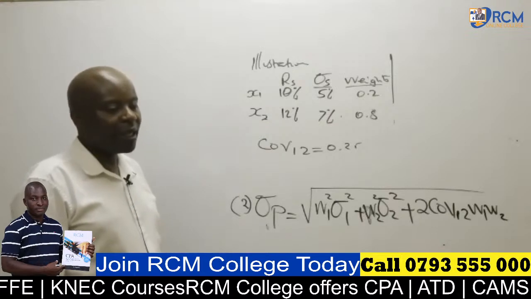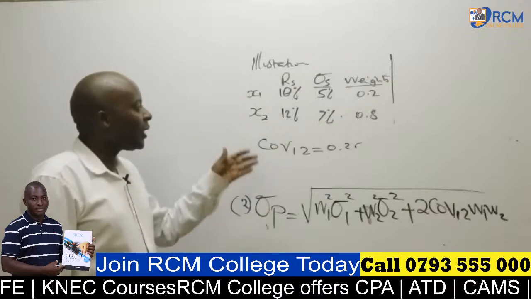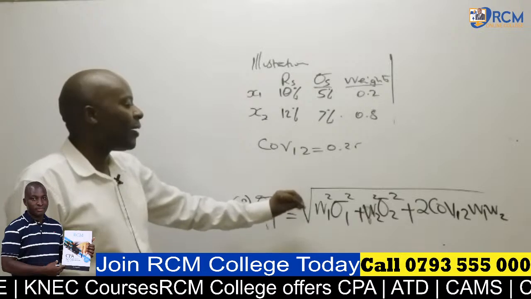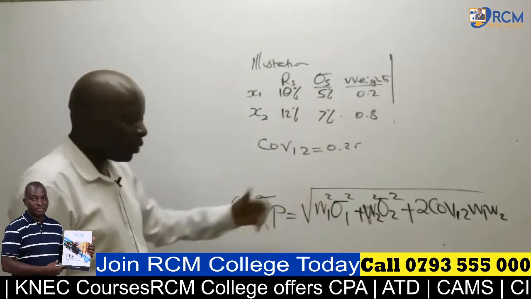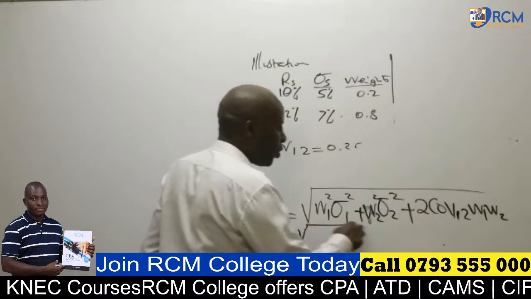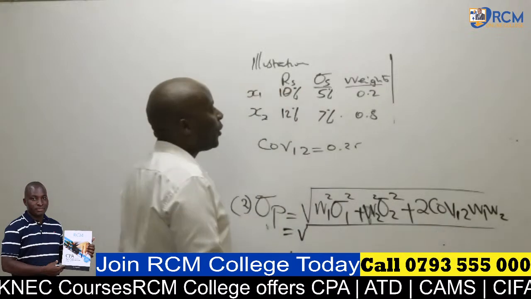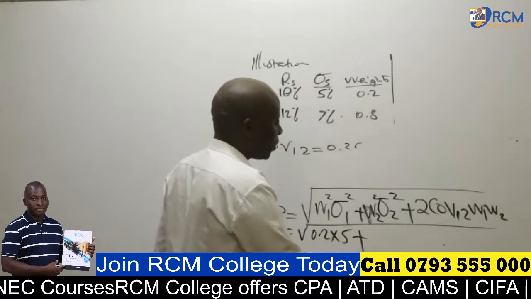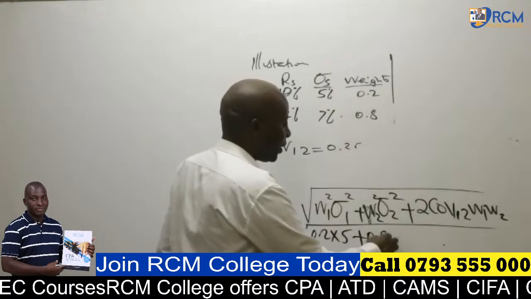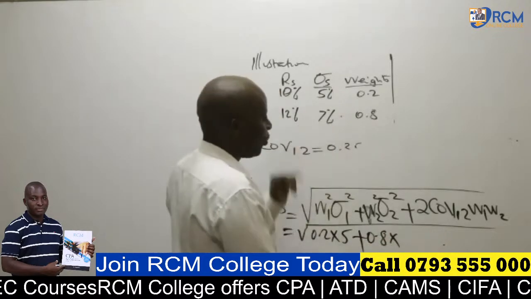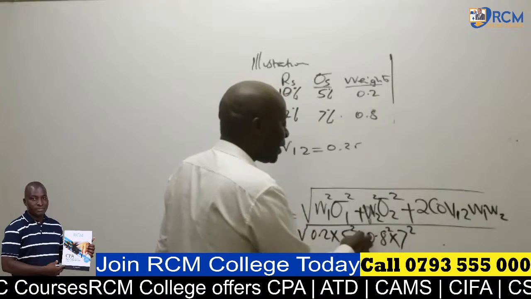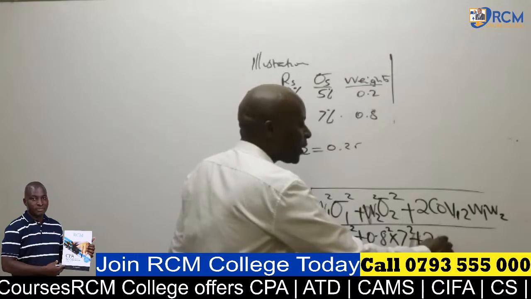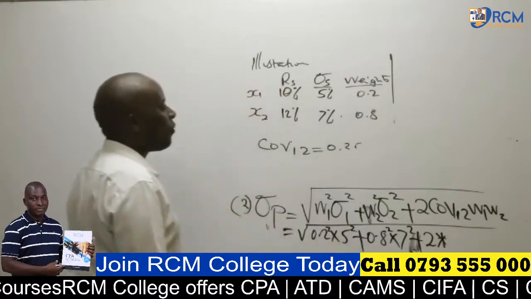So ladies and gentlemen, if this is the case, since we are doing this illustration, we just plug in figures. So plugging in figures, what do we have here? We have weight 1, which is 0.2 times standard deviation 1, which is 5. Remember, we always ignore the percentages. Plus weight 2, which is 0.8 times standard deviation 2, which is 7. So please remember that everything here is supposed to be squared. Plus twice covariance 1, 2.